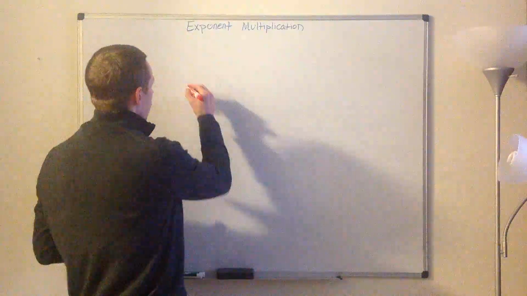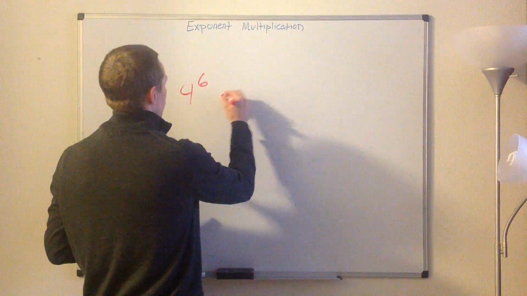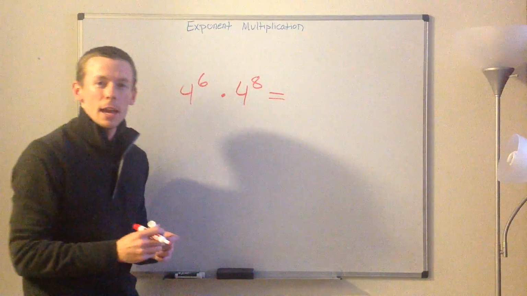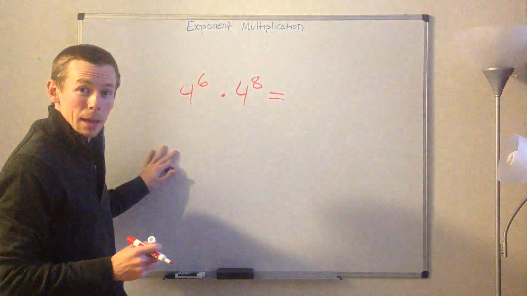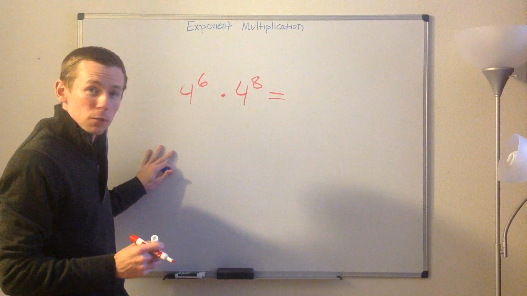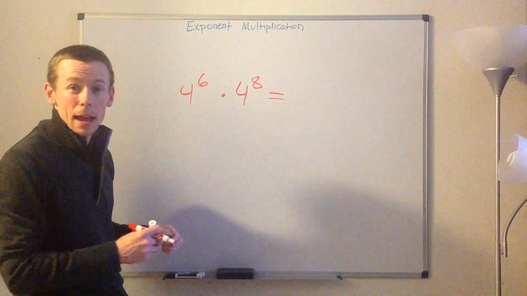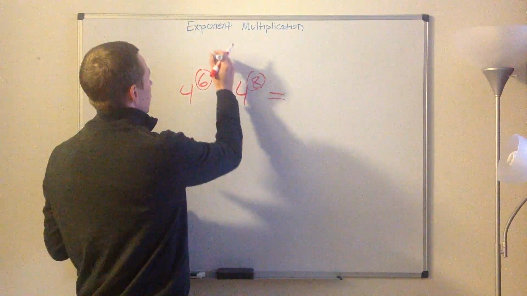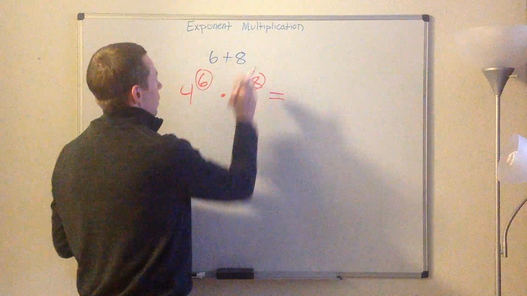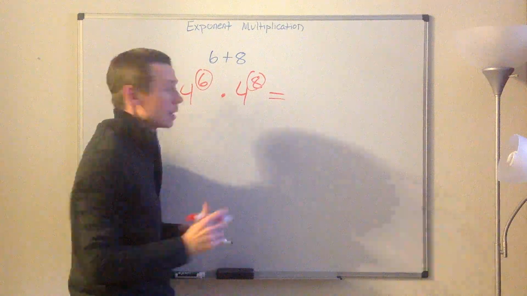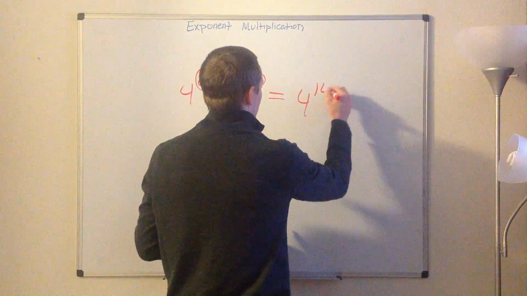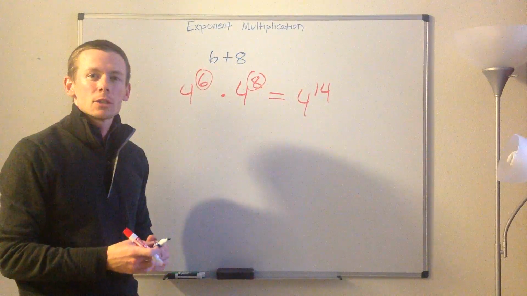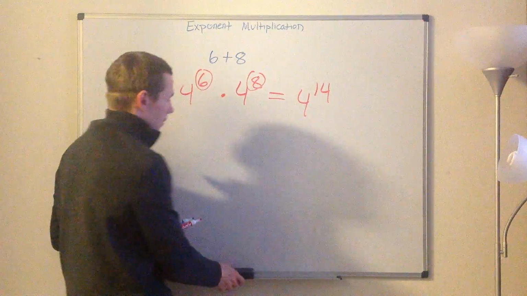Just another example, we could do 4 to the 6th times 4 to the 8th, and I could write down what that means with the 6 fours right here and the 8 fours right here, but now we know from the pattern that what we're really doing is 6 plus 8, so this becomes 4 to the 14th. Okay? So that's exponent multiplication.